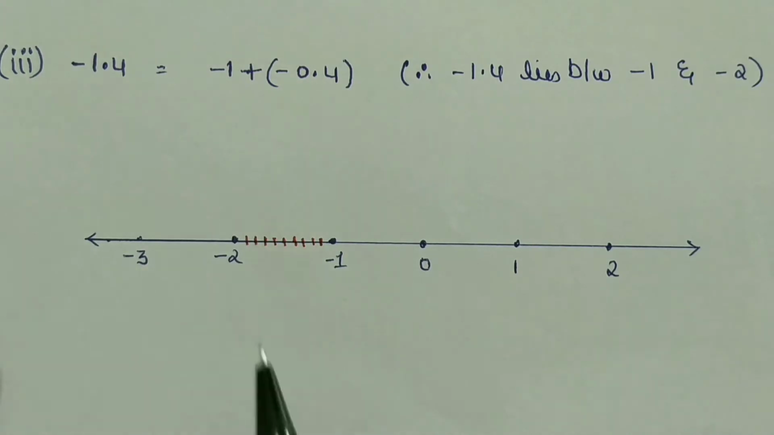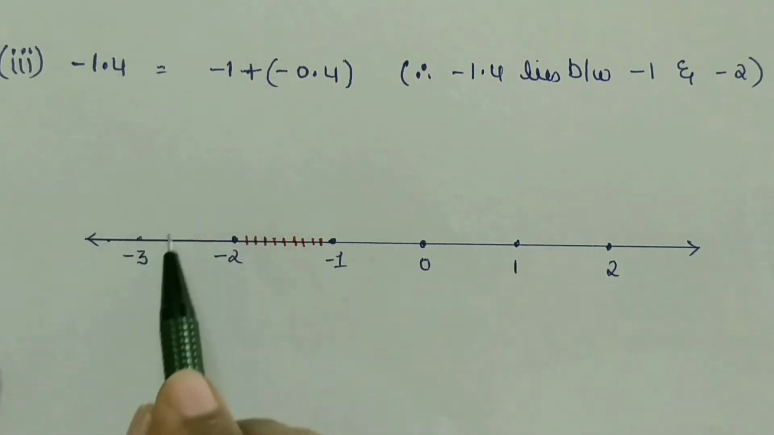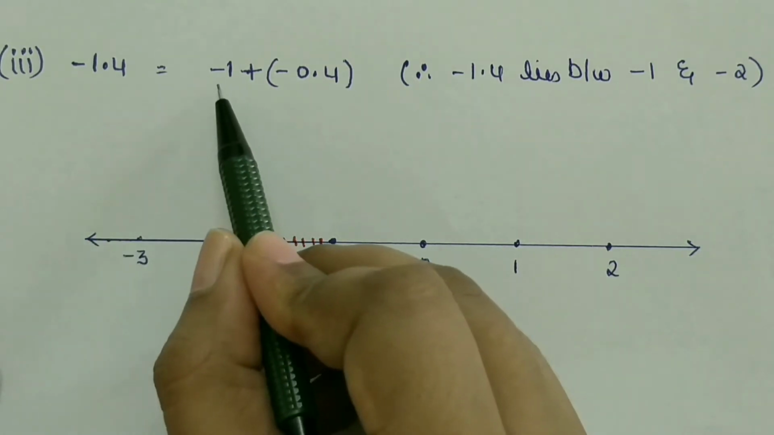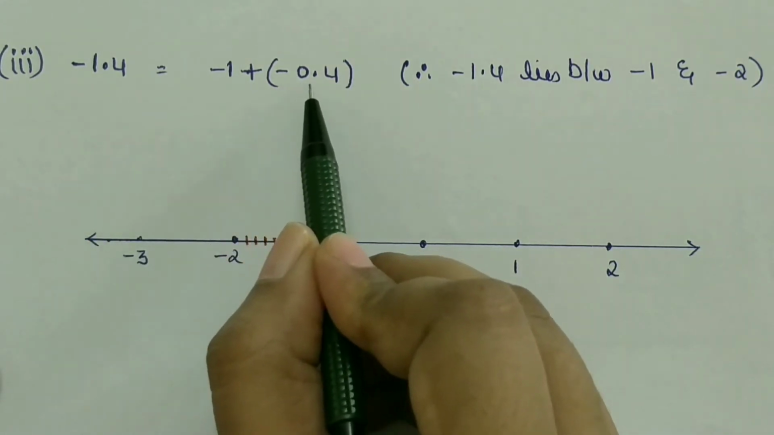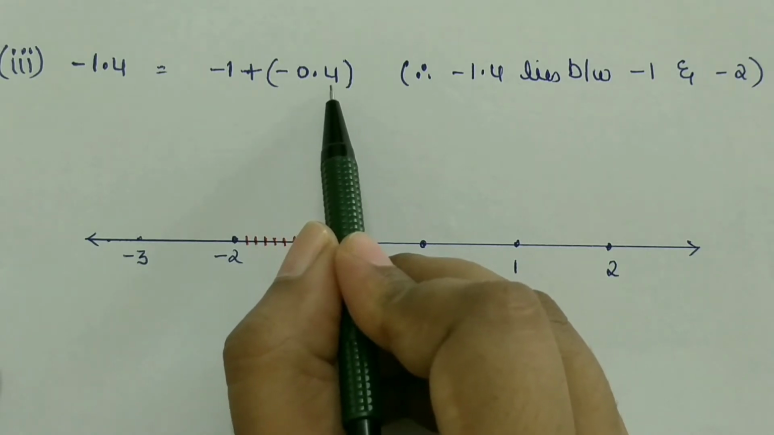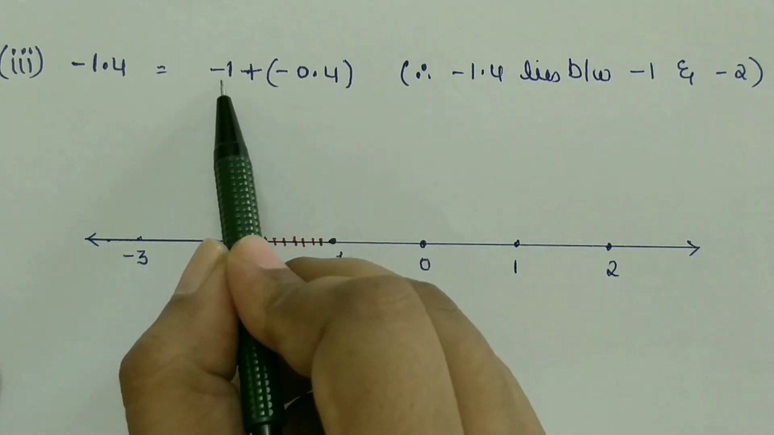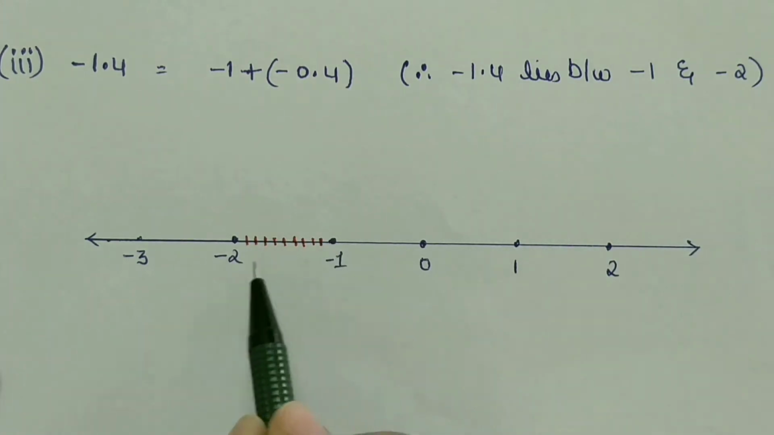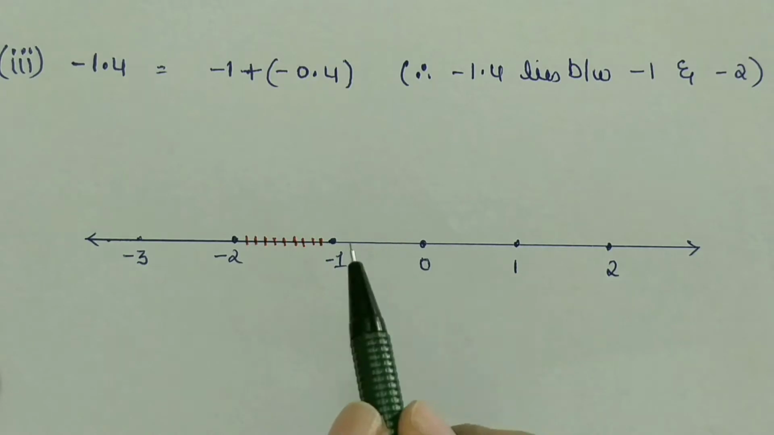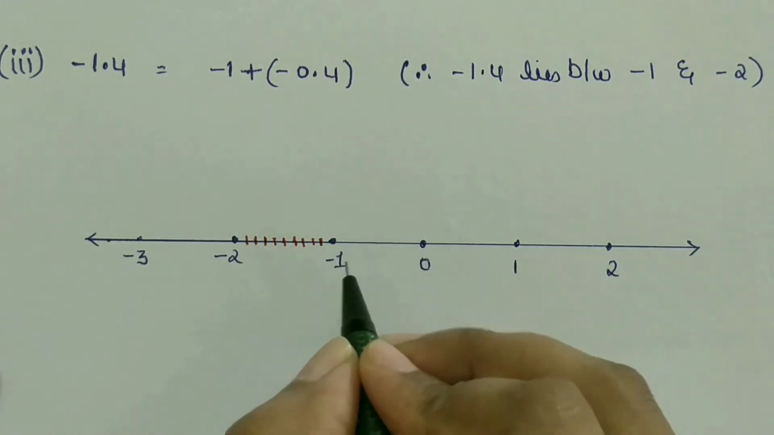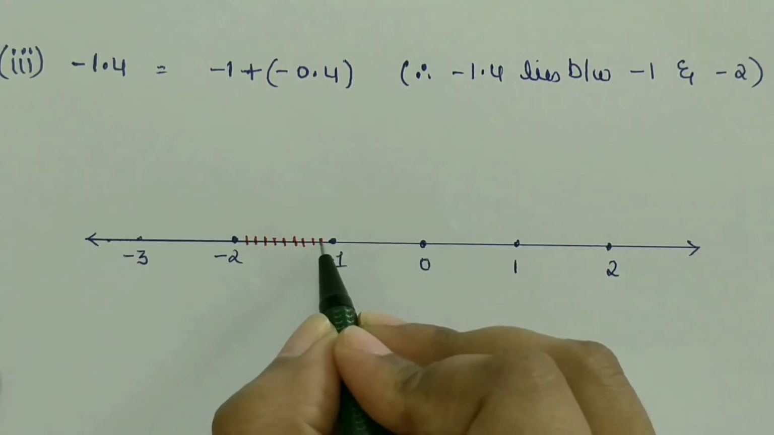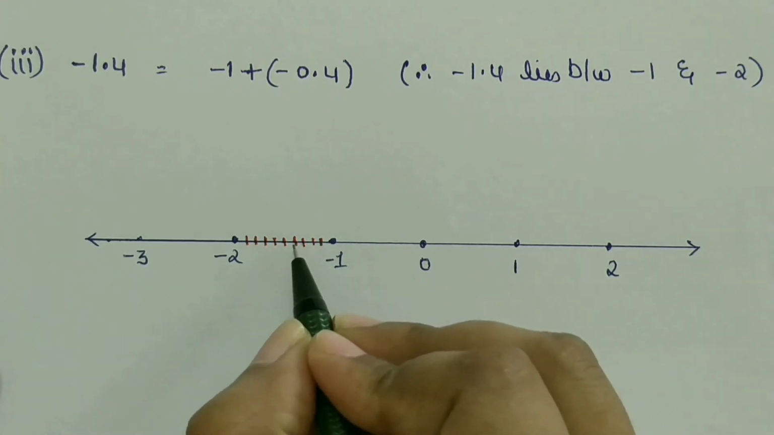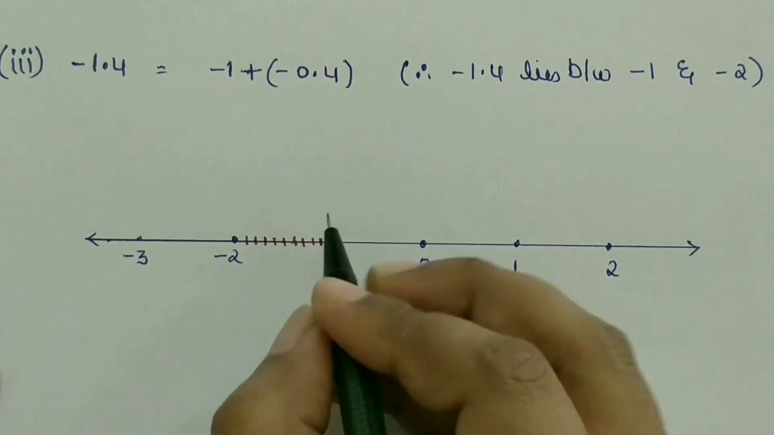Third one, represent minus 1.4 on a number line. Minus 1.4 can be written as minus 1 plus minus 0.4. So it lies between minus 1 and minus 2. Divide minus 1 and minus 2 into 10 equal parts. And now start counting. Minus 1, minus 1.1, minus 1.2, minus 1.3, and here minus 1.4.